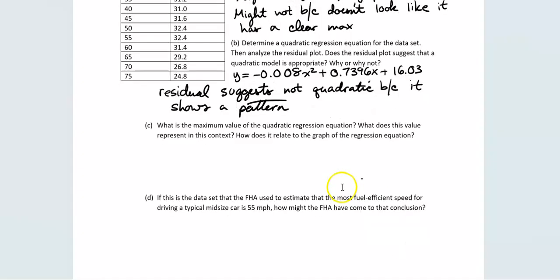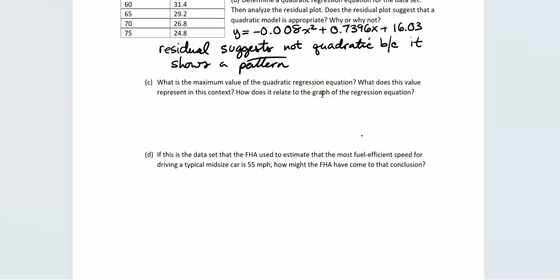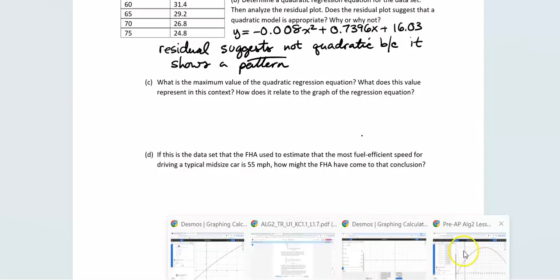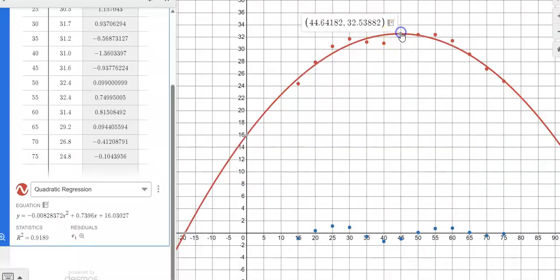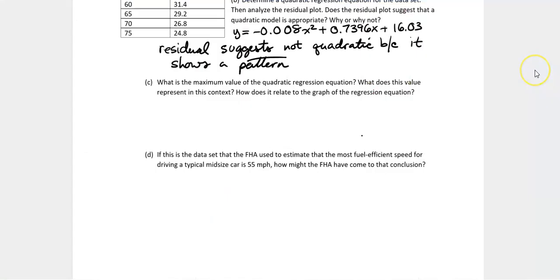Fun fact though, they don't care. They say, what is the maximum value, and what does it mean in the context of this problem? How does it relate to the graph of the regression equation? So let's go over here. The great thing about Desmos is that they point out that maximum for you. So it's 44.641 and 32.538. Let's write that down. The maximum value, just like I said.